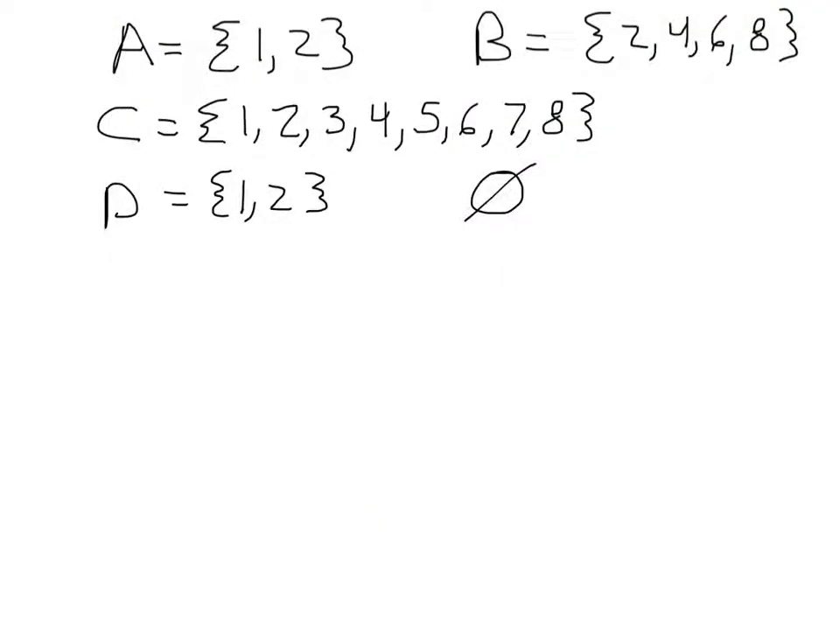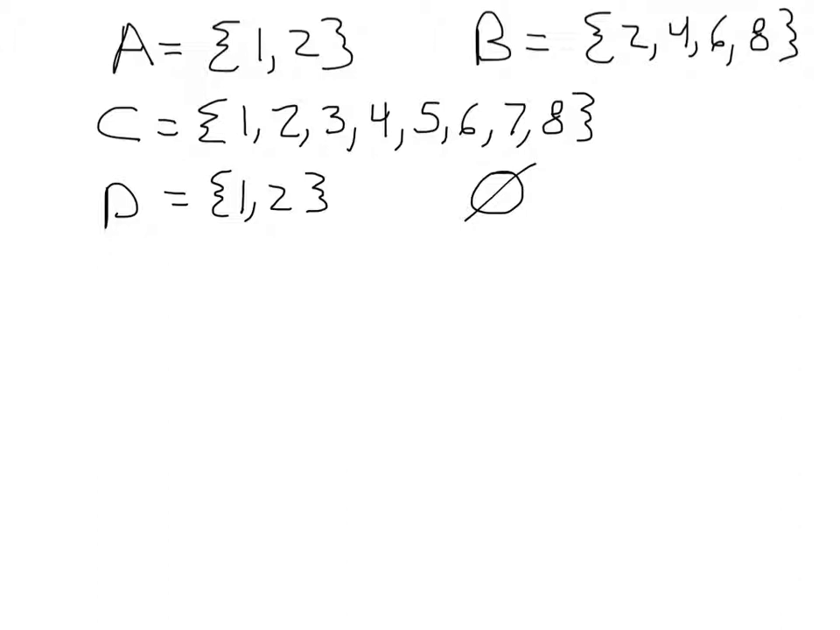Now I want to look at a few sets here and use them to illustrate the properties of subsets and what can be a subset of what. First off, we're going to let A be the set containing elements 1, 2. B is the set containing the elements 2, 4, 6, 8. C will be the set containing elements 1, 2, 3, 4, 5, 6, 7, 8. And D will be the set containing 1, 2. And then we'll have an empty set that we'll deal with as well.